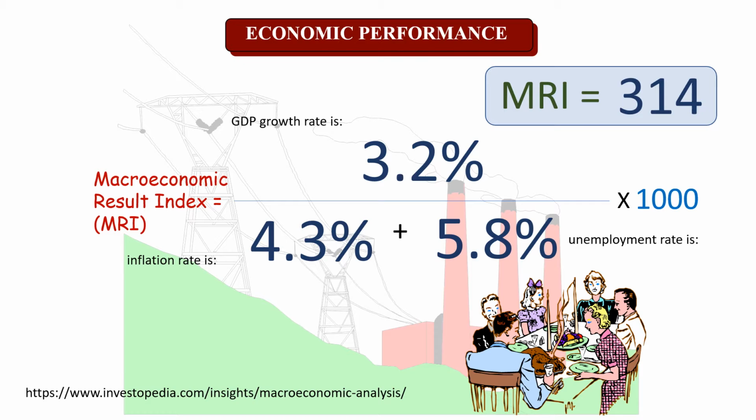Okay, now after this, I have to demonstrate to prove two things. The first one is that the MRI index number represents a reasonable expression of the macroeconomic performance of any country in the world. And the second one is that the real per capita GDP growth rate is a function of the MRI. All right, let's do this.